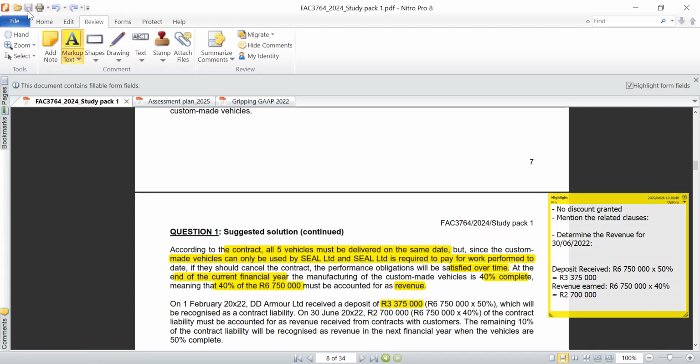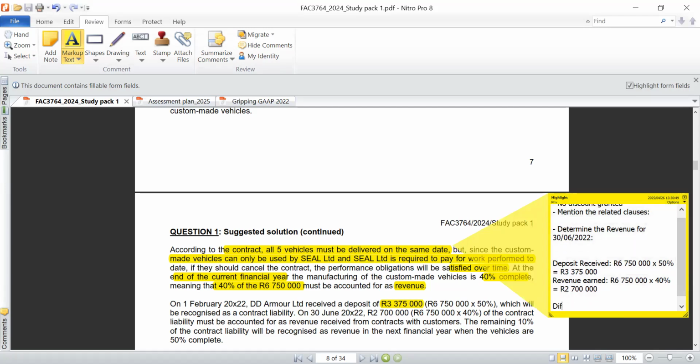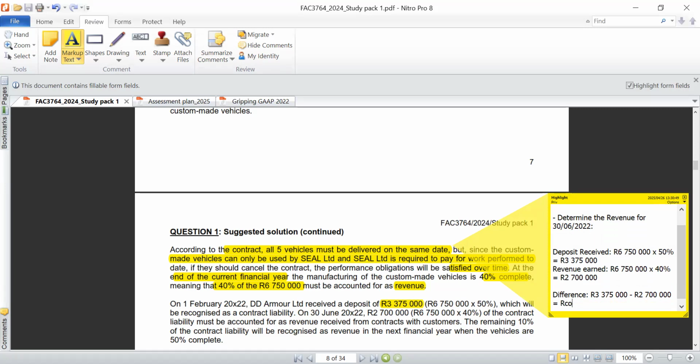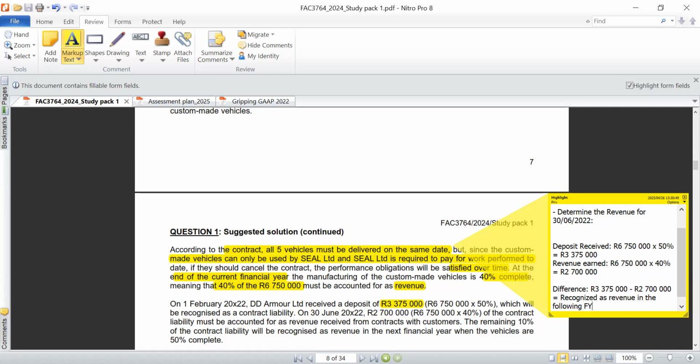The 2,700,000. That's earned. It's already for the current financial year. Yes. But remember, there's a difference now. So what happens to the difference between the 3,375,000 minus the 2,700,000? It will be recognized, whatever amount it is, as revenue in the following financial year. It's more like accrued income. Does it make sense? Makes sense. Yes. So the difference, it's accrued income, guys. What we call income received in advance, accrued income.